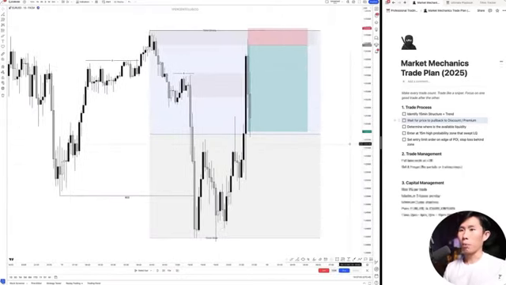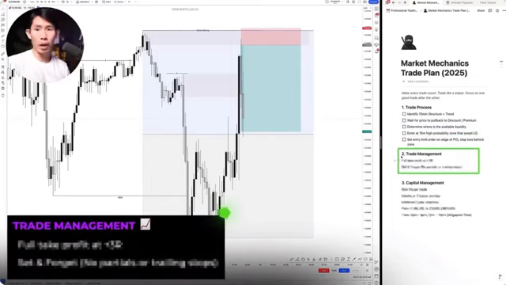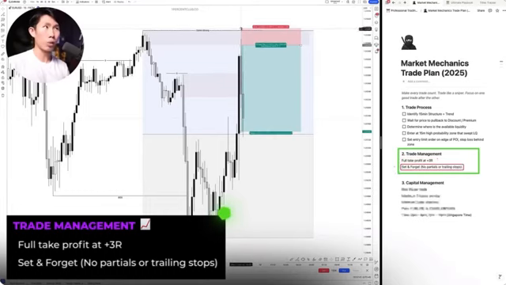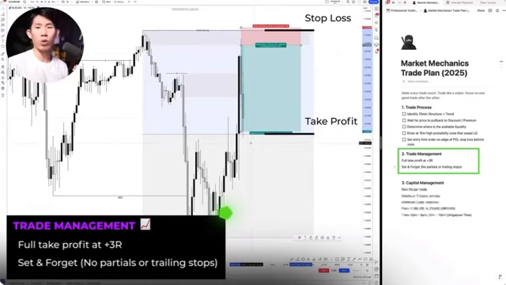What's next? Before I go and show you more examples, I want to explain to you the rules that we have inside this simplified trade plan. So this is the trade process right here, which I've already explained to you, and these are the trade management rules that we have, which state that we are taking full take profit at 3R itself. Okay, and we are also going for the set and forget method. That means we are not trailing our stop loss, we are not moving our stop loss, we are not taking partial profits whatsoever. Once we enter the trade, we place our stop loss, we place our take profit, we just let it run, right?